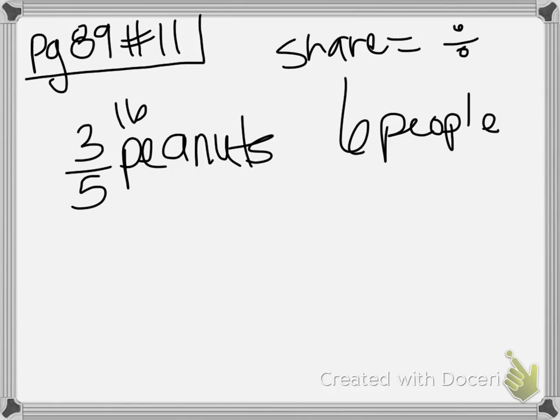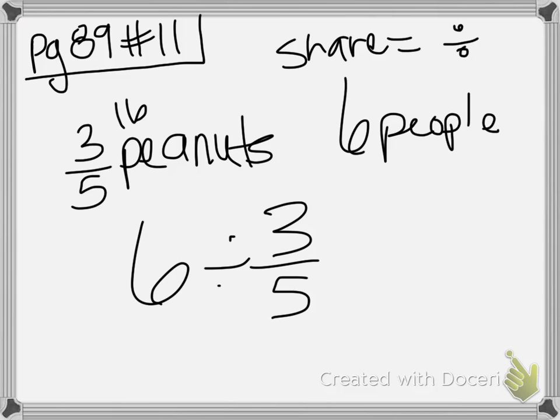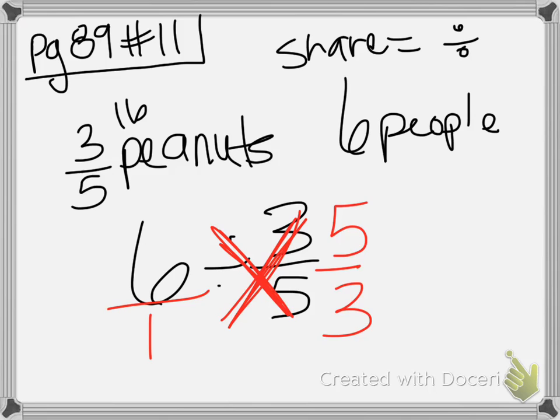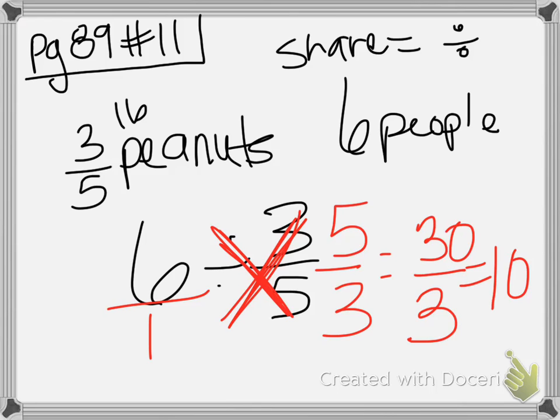Now, the biggest misconception is that 6 comes first because it says 6 people share 3/5, so therefore I have to go 6 divided by 3/5. Well, if I did this, let's just see what we're going to get. We change our whole number to an improper fraction, 6 over 1, take the reciprocal, and multiply. I'm going to get 30 over 3, which is 10 pounds of peanuts. So if 6 people share 3/5, we each get 10 pounds of peanuts. That does not make sense. Good. All right, so let's back up.